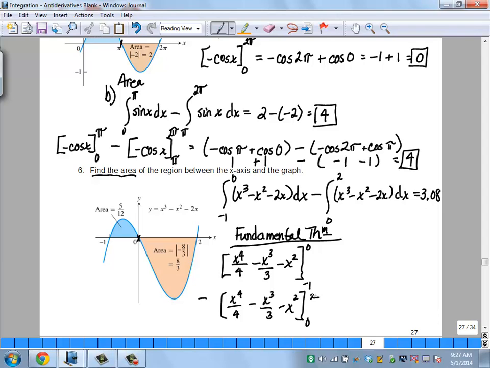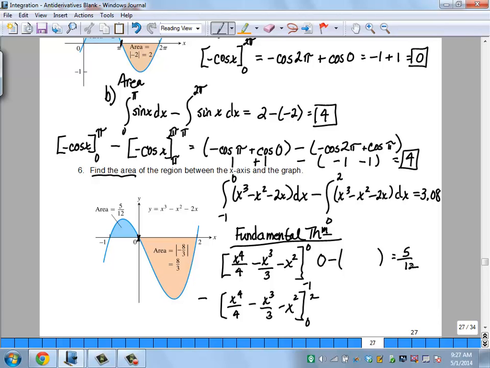Now when I say evaluate, you're going to do end minus beginning. So we're going to put all zeros in here first. So you're going to have a 0 minus a 0 minus a 0. Alright, so you have 0. Then you can do minus, and then you're going to put a negative 1 for each of these. Okay, plug it all in. When you're done doing that, you should get for this first piece 5/12.